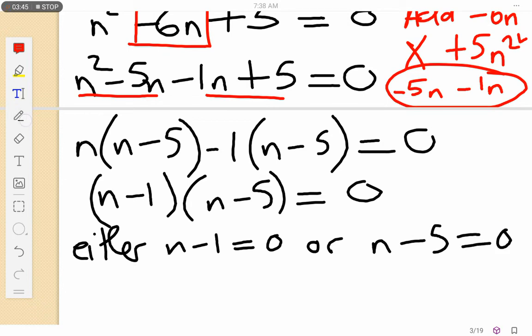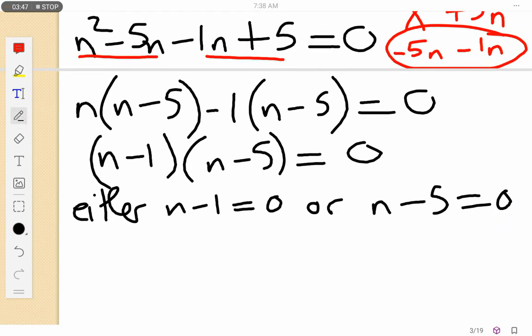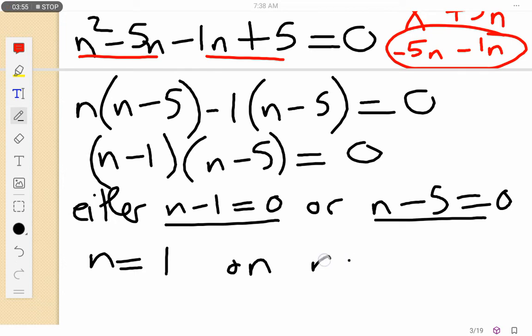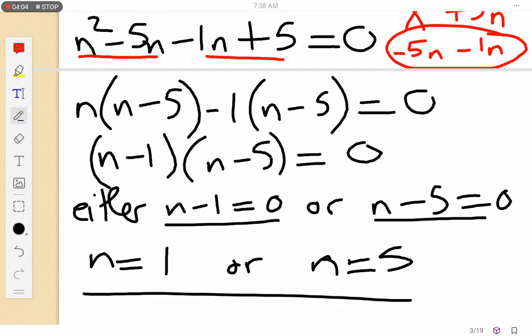Okay, when we reach this point, we can say for this part, n is equal to 1, or for this other part, n is equal to 5. So we have got n being equal to 1 or 5 there. So this was the first method. We can now use the quadratic formula.